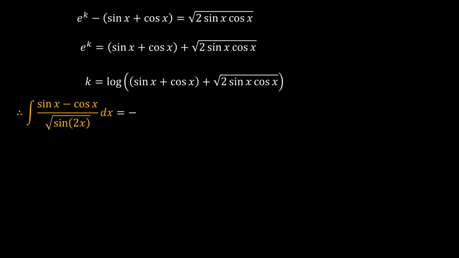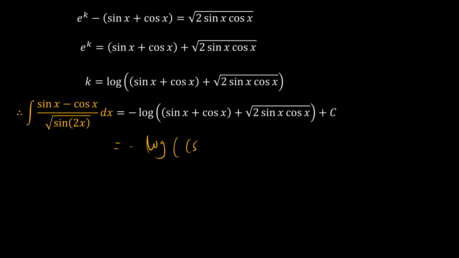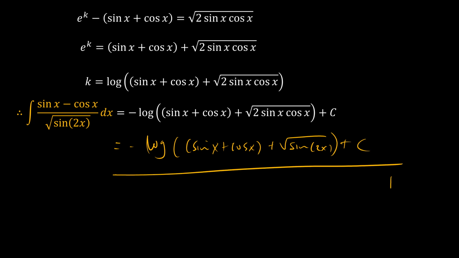So therefore the integral of (sin x - cos x) over the square root of sin 2x is equal to negative, since we didn't include the negative sign, negative natural logarithm of sin x plus cos x plus the square root of 2 sin x cos x. Or you could say this is the same as the natural logarithm of sin x plus cos x plus the square root of sin 2x, plus the integration constant. And that's the answer that was expected.